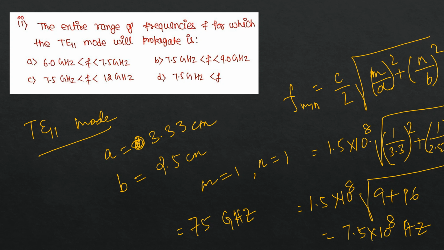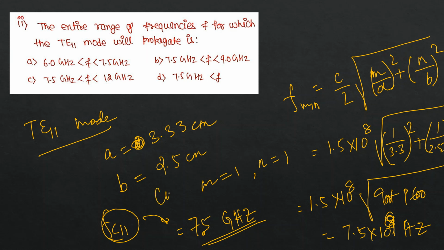Did I do any mistake? Okay. This was 3. Okay, I get it. This would be 9 here. Yeah, I get it. So this is 7.5. Okay, so 7.5 gigahertz is what? This is FC11. This is the cutoff frequency, isn't it?